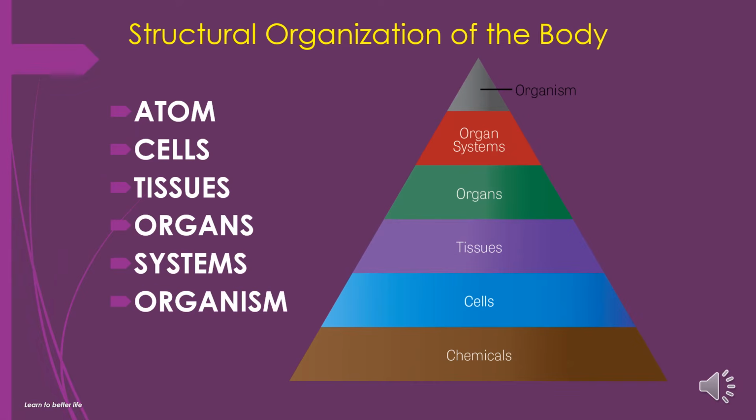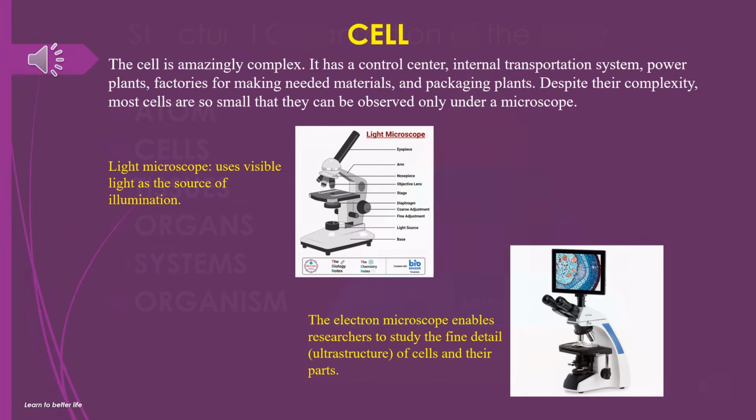A quick reminder that the organization level of the body is from atom to cells, to tissues, to organs, then to systems, and finally organism. Cell. The cell is amazingly complex. It has a control center, internal transportation system, power plants, a factory making needed materials, and packaging plants. Despite their complexity, most cells are so small that they can be observed only under a microscope.